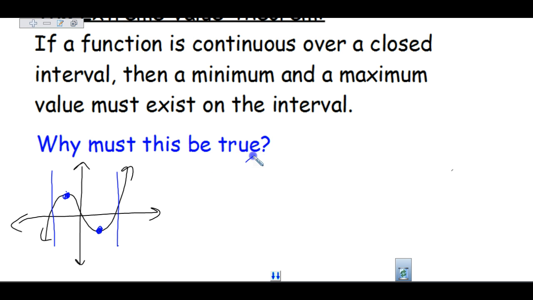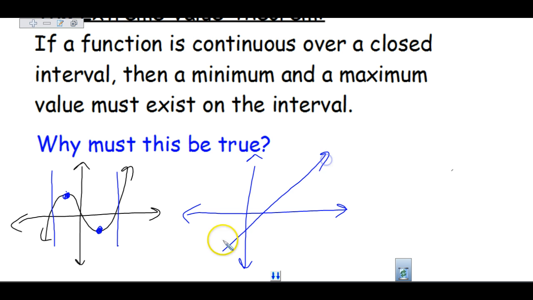But what if we look at a graph that does not have a relative minimum or maximum? Something like a linear function. If we choose an interval, let's say from here to here, it doesn't have any relative minimums or maximums, but it does have a low point and it does have a high point. So this low point would be the minimum and this high point would be the maximum.